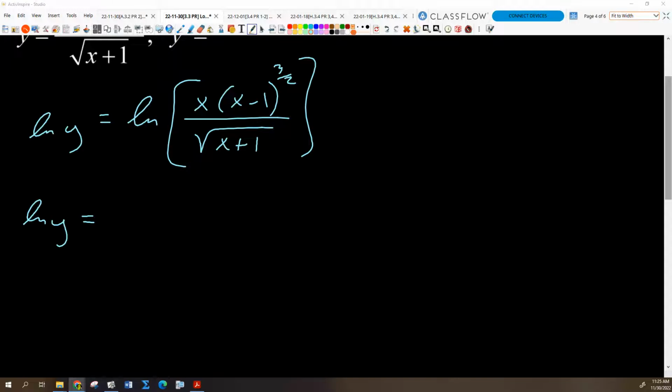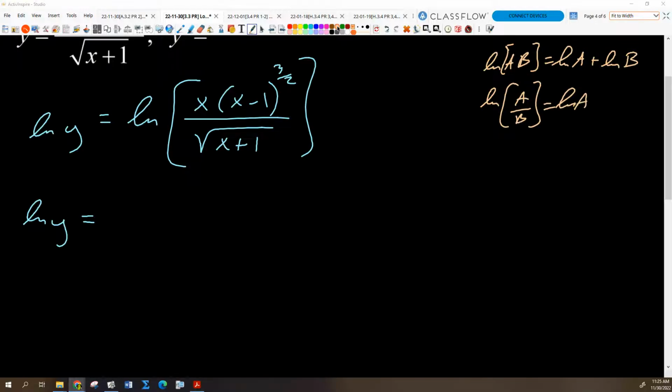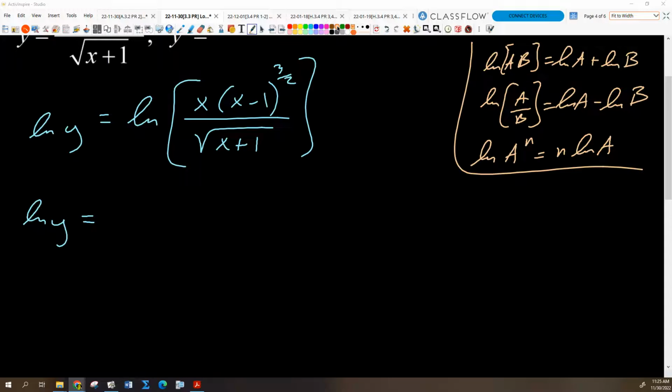Okay, you're right. You're going to pull that 3/2 down there. But first, before you do the power, we've got to think, are there any products and quotients there? Because remember, we've got some properties here. Let me remind you about a couple properties. The natural log of the product of A and B is natural log A plus natural log B. Natural log of the quotient of A and B is log A minus log B. And the natural log of A to the n is n log A. So there's our properties, right?